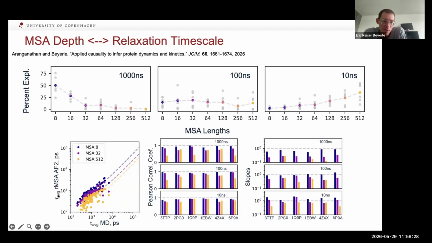Another way to quantify this is to look at the relaxation timescales predicted from the AF2 ensemble versus the MD at 1 microsecond. Generally the correlations are pretty good for the 1 microsecond, 100 nanosecond, and 10 nanosecond timescales for all 6 sequences that we studied. If we look at the slopes, if they were perfectly correlated, the slope would be 1. If we use MSA depth of 8, that's always the best at the 1000 nanosecond or microsecond time scale, and it's also very good at 100 nanoseconds. And then as we get to 10 nanoseconds, the full MSA depth is generally pretty good, as well as the 64 MSA depth.